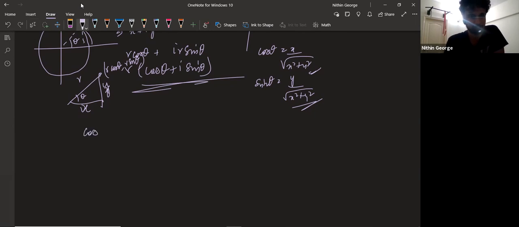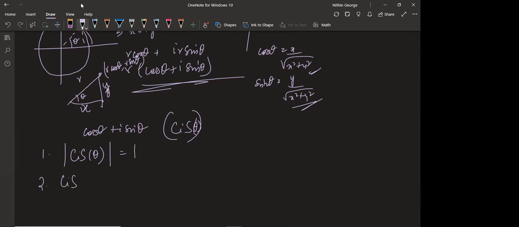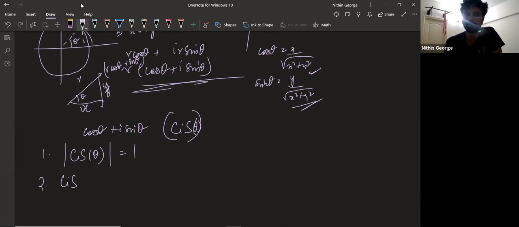So now, let's look at this element here. Cos theta plus i sin theta. Okay, CIS form. That's what it's called. CIS of theta. The first property would be mod of cos theta plus i sin theta equal to what? Can you tell me what this is? 1. Exactly. Cos square theta plus sin square theta under the root, which is 1.